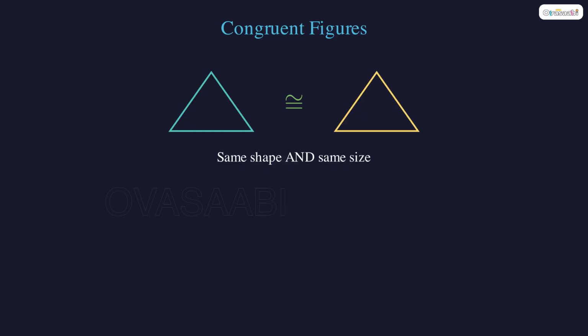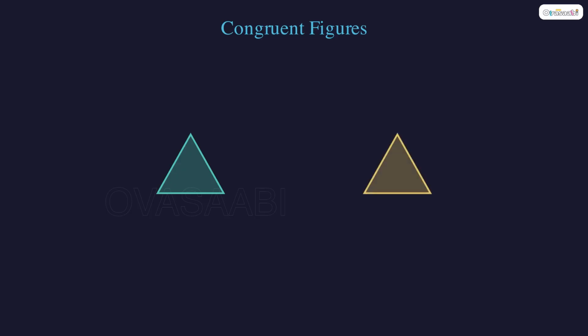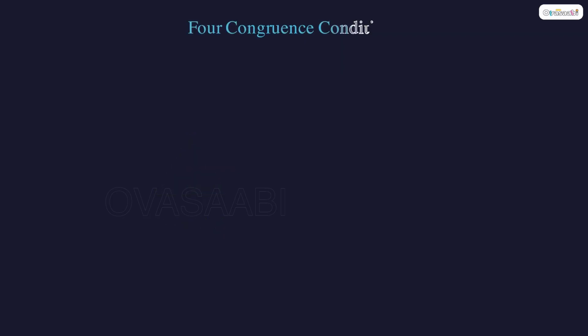If you buy two jerseys of the same size and shape, they match perfectly. In maths, shapes that match perfectly are called congruent figures. Congruent means same shape and same size. If you can place one figure exactly on top of another with no gaps, they are congruent.